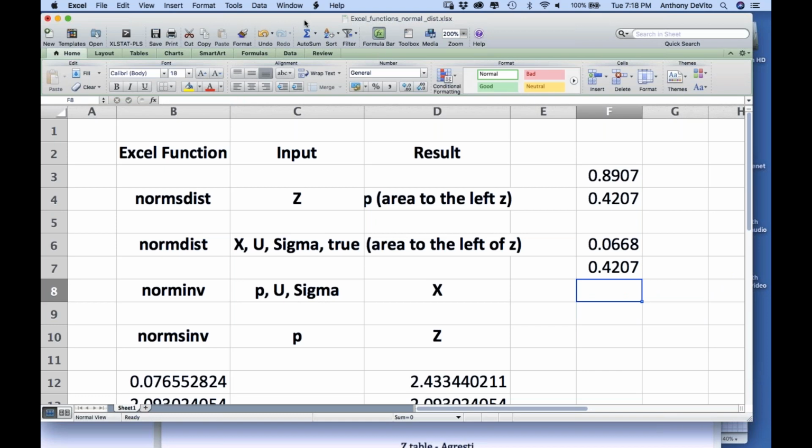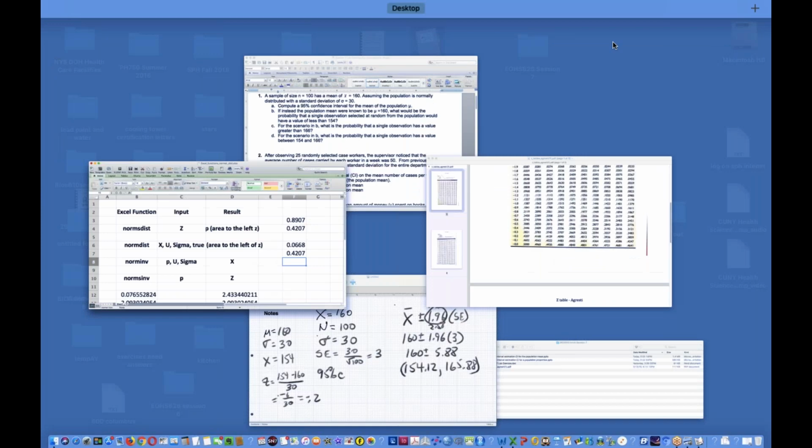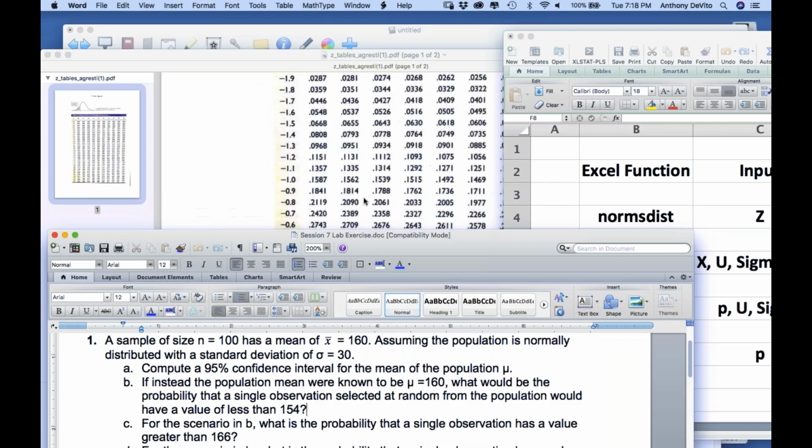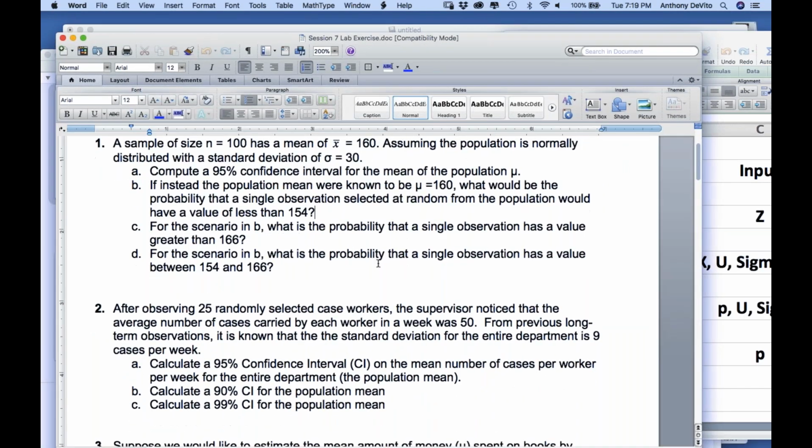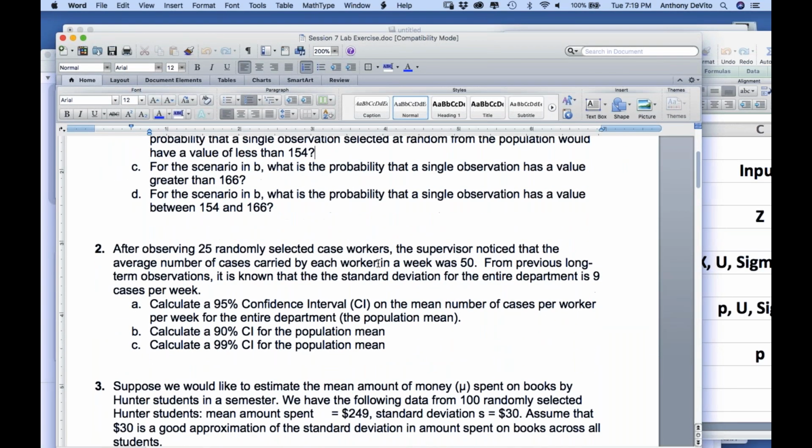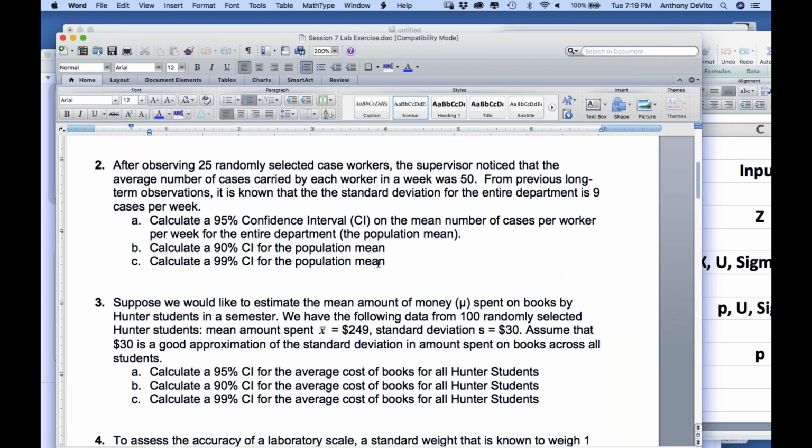Okay, so let's go back to samples again, since we took a little bit of a detour there. I'm going to skip that part. Let's go to number 2. After observing 25 randomly selected caseworkers, a supervisor noticed the average number of cases carried by each worker in a week was 50. From previous long-term observations, it is known that the standard deviation for the entire department is 9 cases per week.